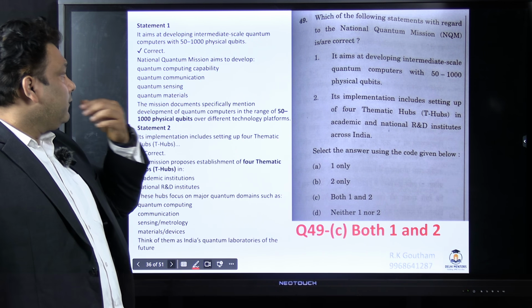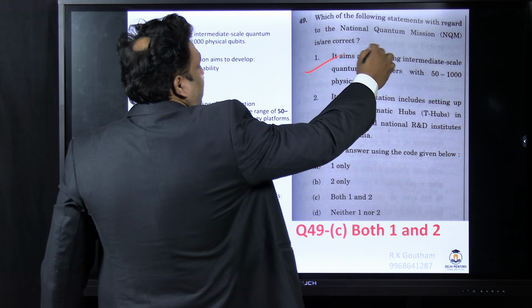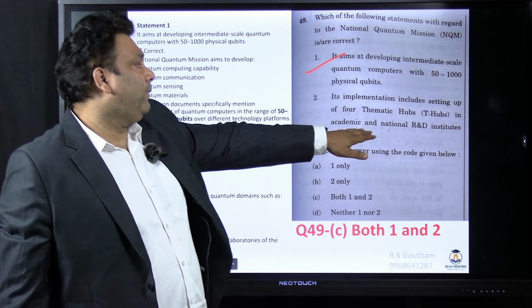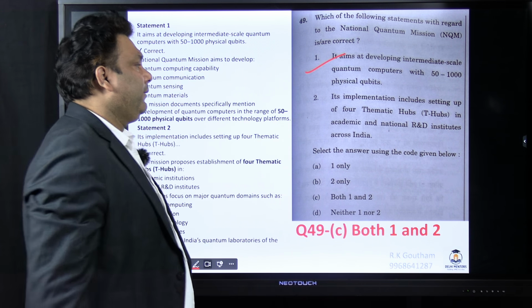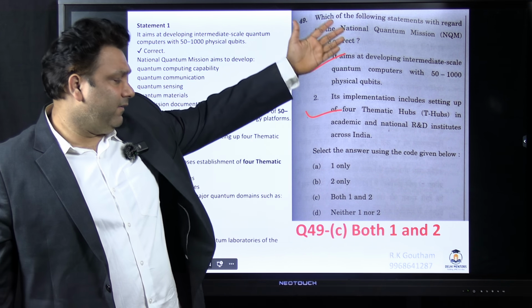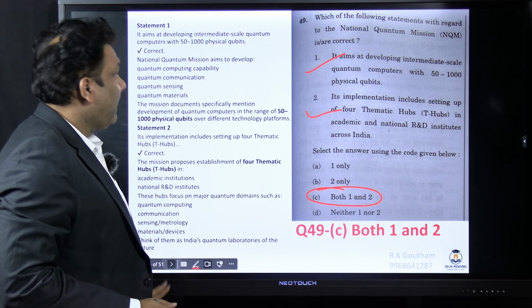So next, National Quantum Mission. Okay, this is a right statement. And its implementation includes setting up 4 thematic hubs in academic. This is also a right statement. Okay, such kind of missions anyways you should be studying. The answer is both 1 and 2.